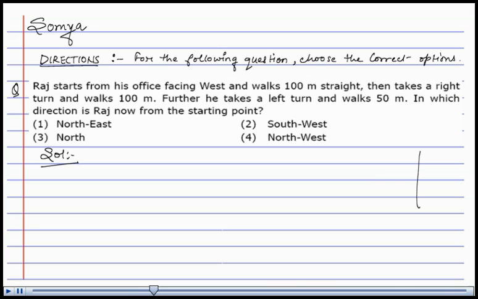Let's make a diagram of the directions. Let's say A is the point where Raj starts. He walks west for 100 meters, then takes a right turn, that is up north for another 100 meters. He then takes a left turn and walks 50 meters.